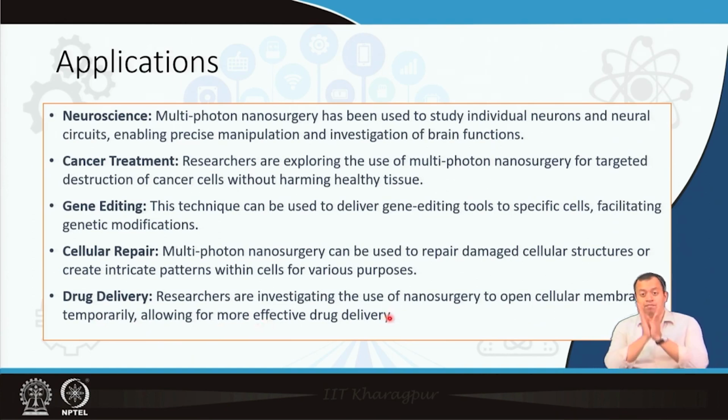Remember, we can open up certain areas we discussed in previous lectures, certain gates inside the cell membrane and then allow not just ions, but some drugs to go inside and then remove the laser so that the membrane closes, thereby the cell having more chance of retaining the drug. Cellular repair. So, repair, remember, is the far more challenging one.